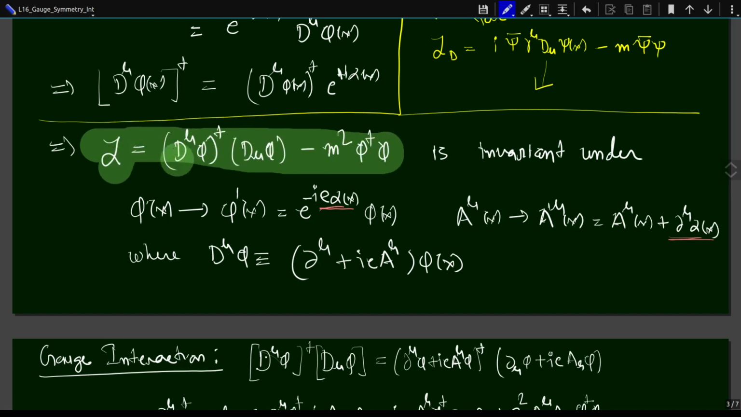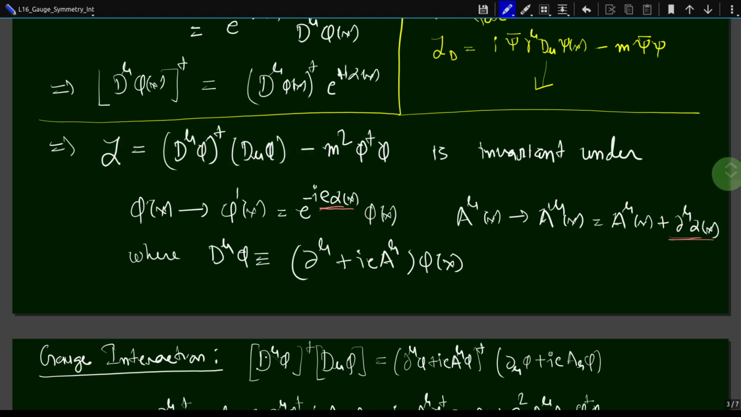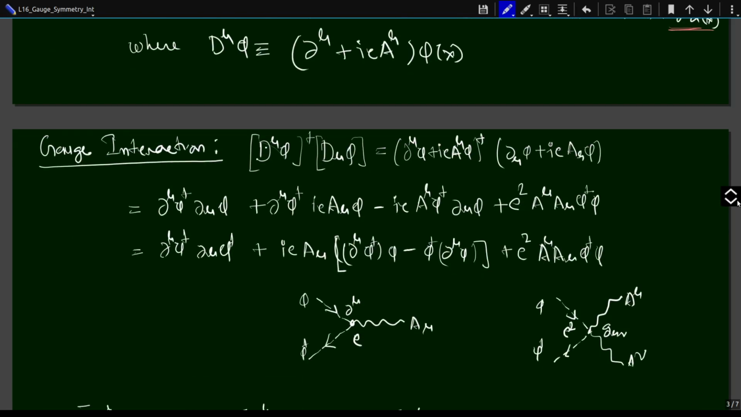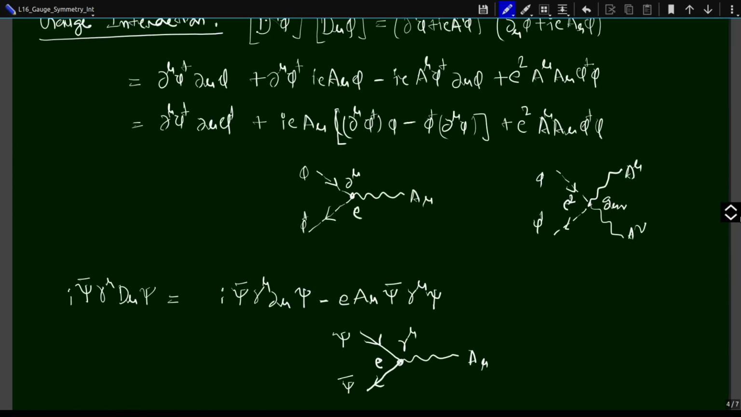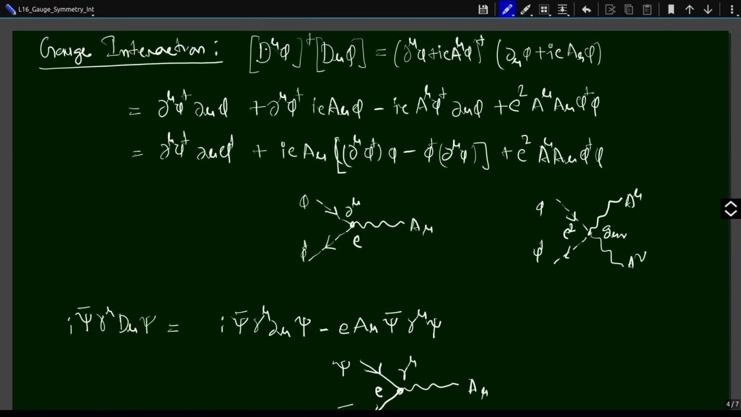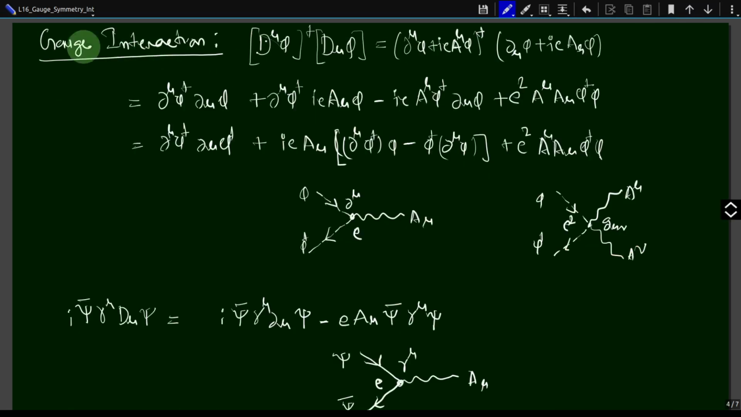Okay, now once I write this theory, we note that D mu already has a field, the gauge field A mu, sitting inside it. So it automatically gives me a coupling between the gauge field and the scalar field that we have been talking about. So let's look at that. So what are the gauge interactions? Gauge interactions come only from the kinetic piece, which is D mu phi dagger D mu phi.